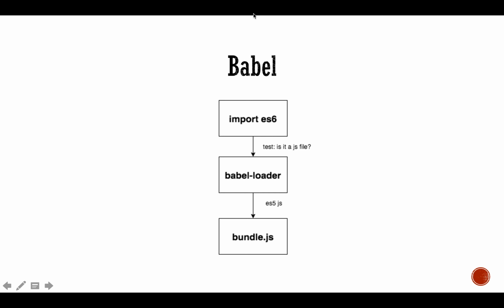So how it looks is we import the ES6 code, and we're going to test, is it a JavaScript file? If it passes that test, we're going to pass it through Babel Loader. Babel Loader is going to go ahead and transpile it. It's going to output ES5, and it's going to place that in our bundle. So in short, these loaders take in the file source, and then they return that transpiled source before it goes into our bundle.